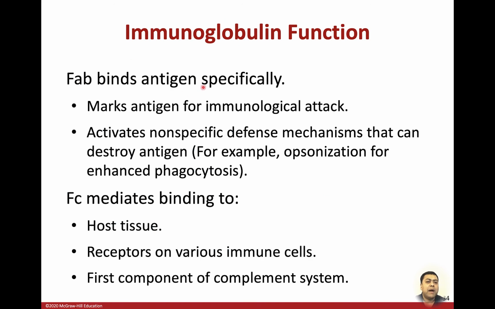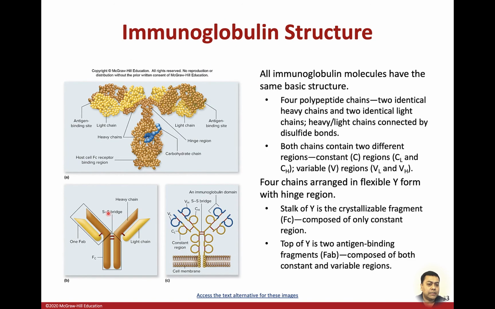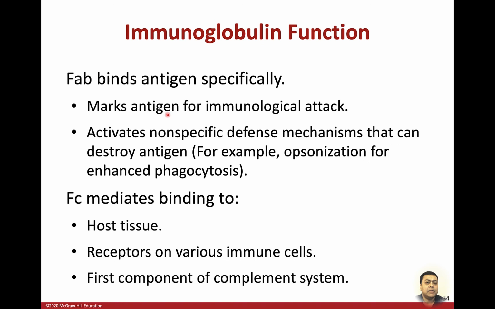So the FAB binds to the antigen specifically. As we say, these are the FAB fragments, which mark the antigen for immunological attack and activate the defense mechanism that can destroy the antigen. For example, we have seen opsonization for enhanced phagocytosis.